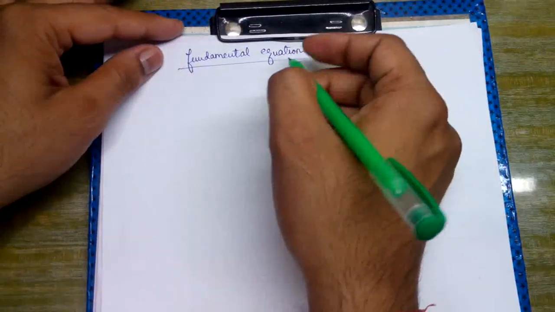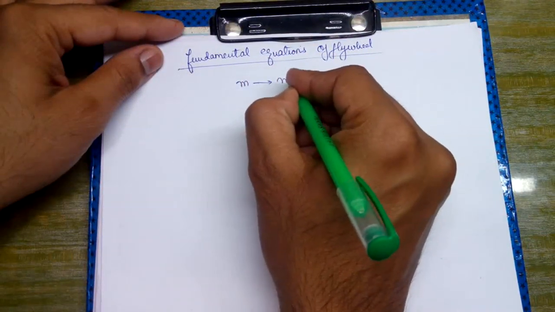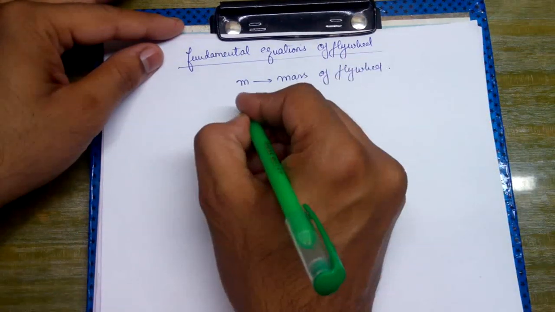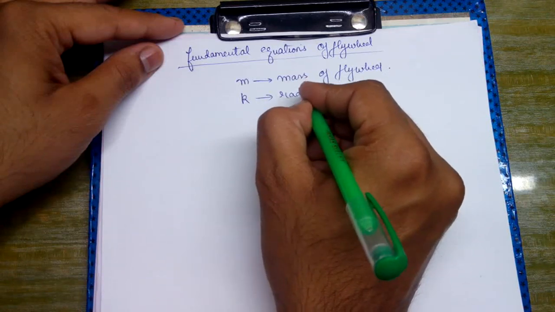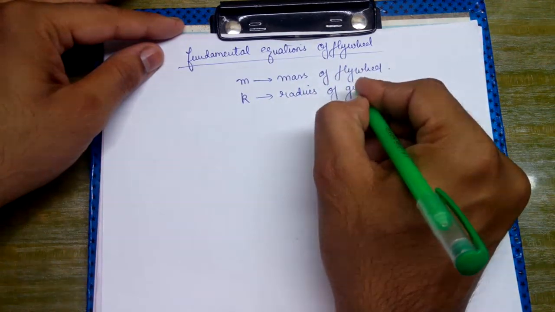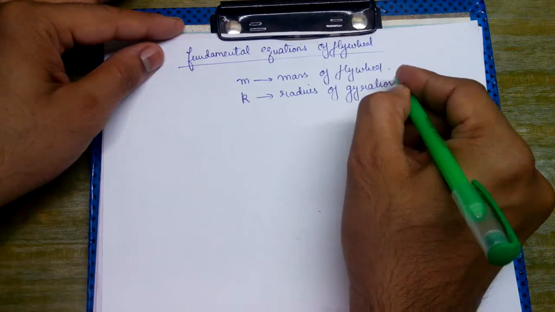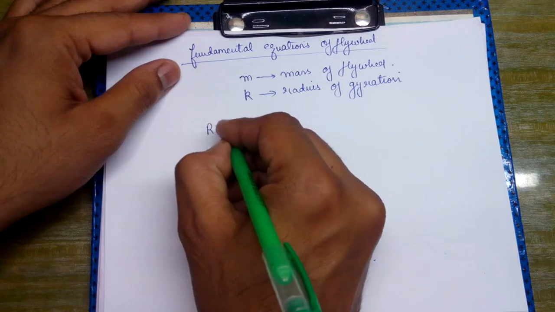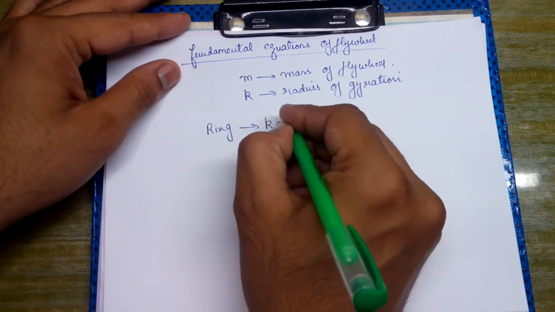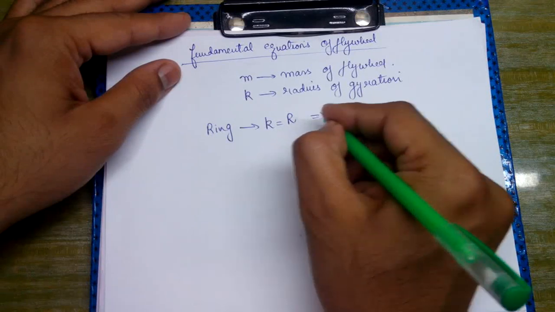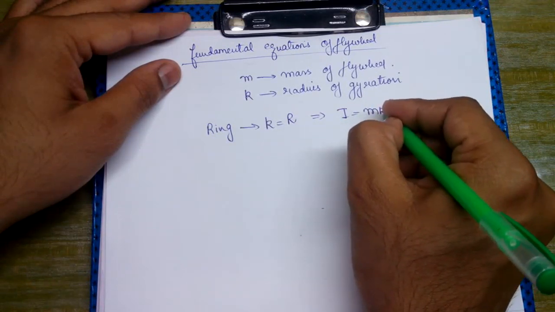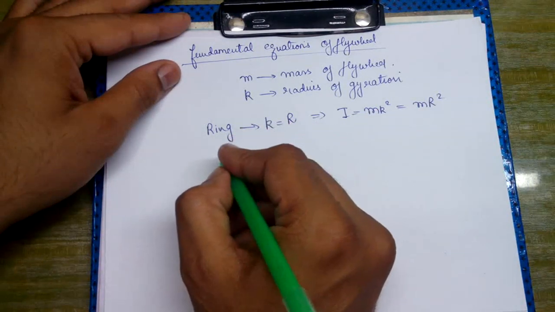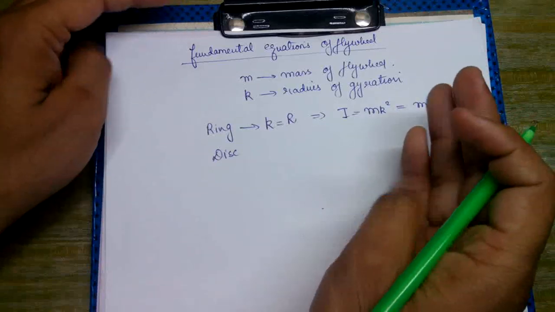So, fundamental equations of the flywheel. We will say M is the mass of the flywheel, and K is the radius of gyration. Some people say it differently, but the correct pronunciation is gyration. For the ring, the radius of gyration is equal to the radius of the ring, and I is equal to mK square, such that it is equal to mR square.